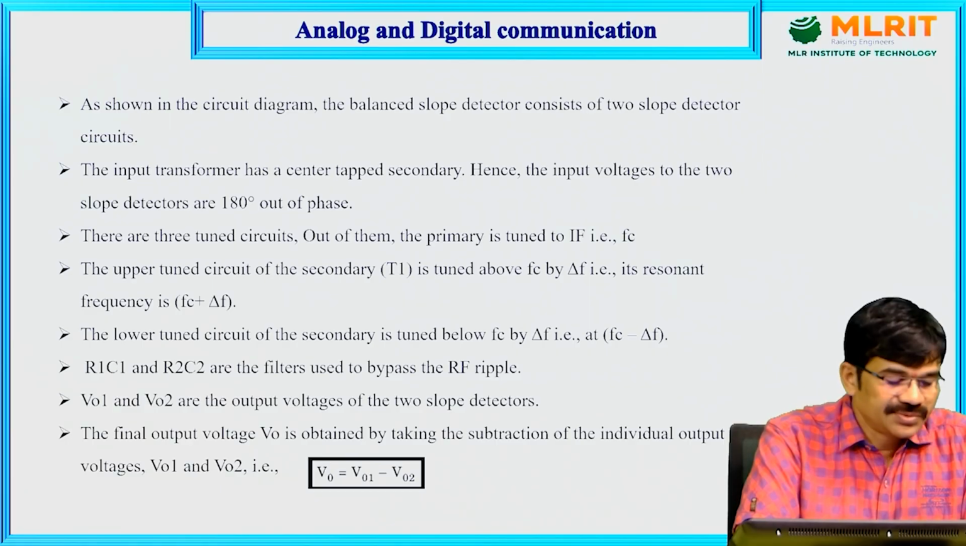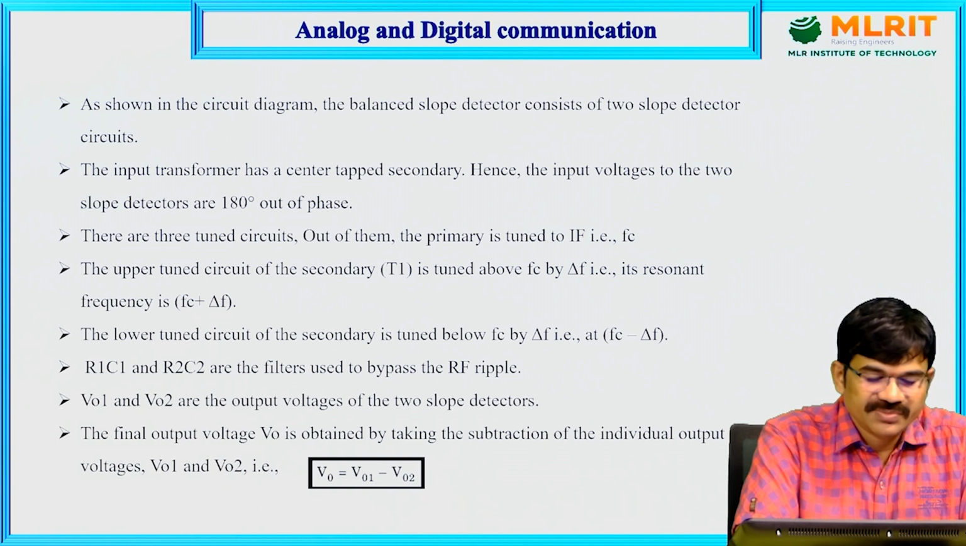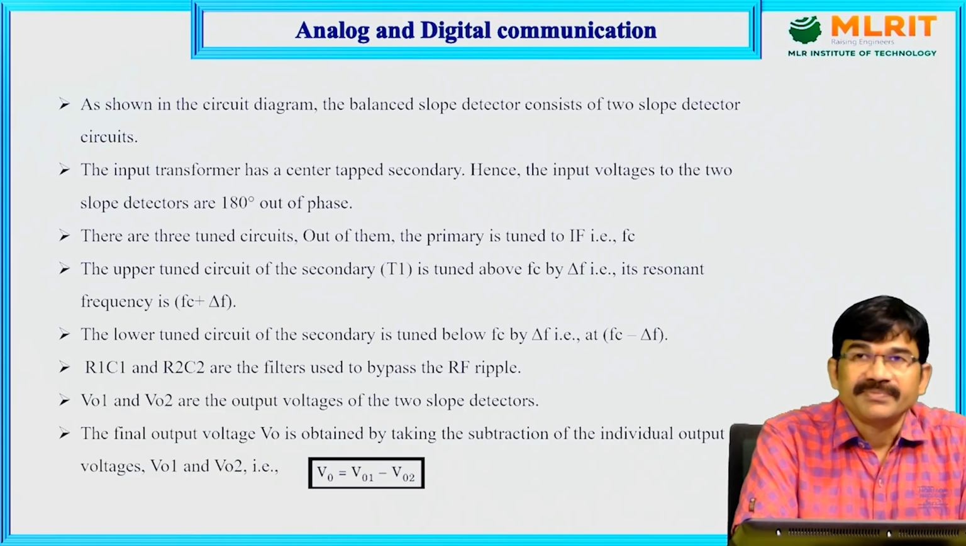R1, C1 and R2, C2 are the filters used to bypass the RF ripple content. The ripple present at the output of the transformer can be eliminated by using the filtering sections. A filter is a frequency sensitive device. Depending on the configuration, it will allow a certain range of frequencies and not allow another range of frequencies.